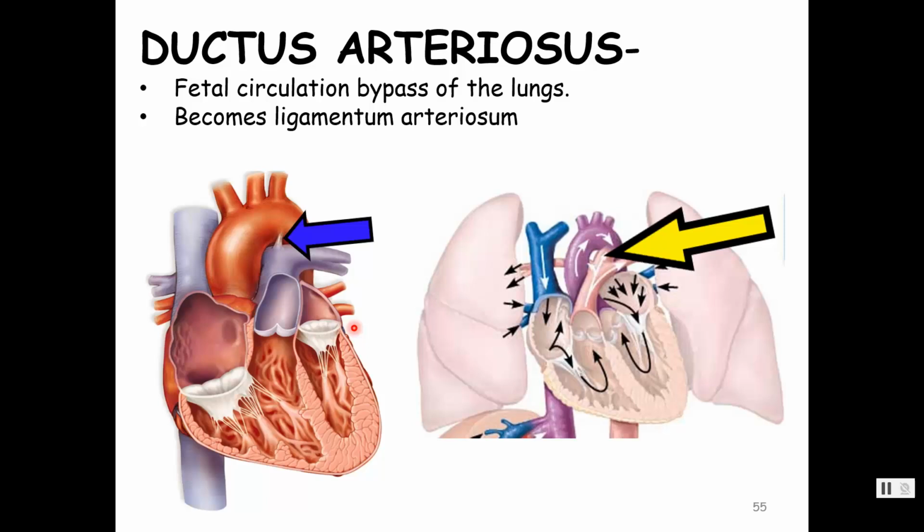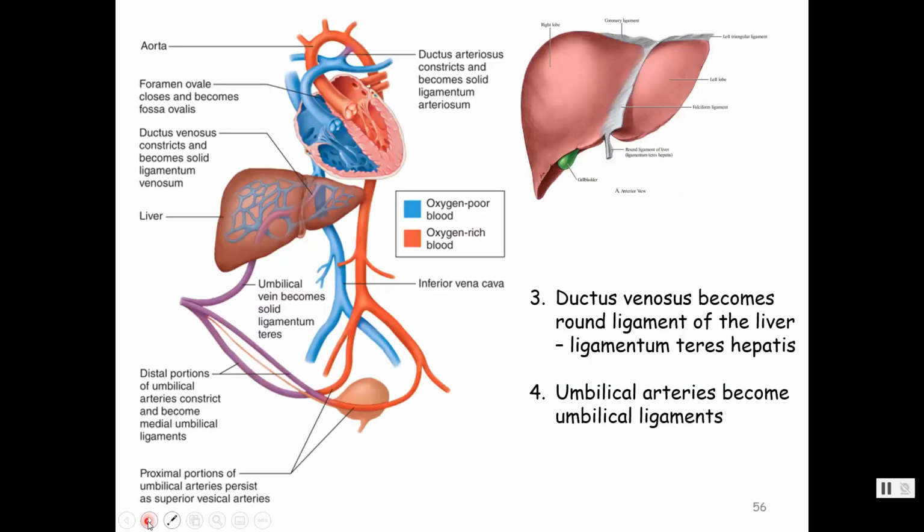And then the ductus arteriosus, here's a better look. Between the pulmonary trunk and the aorta, quickly after birth, that is going to close and become the ligamentum arteriosum. And that's just another bypass of the pulmonary circulation.